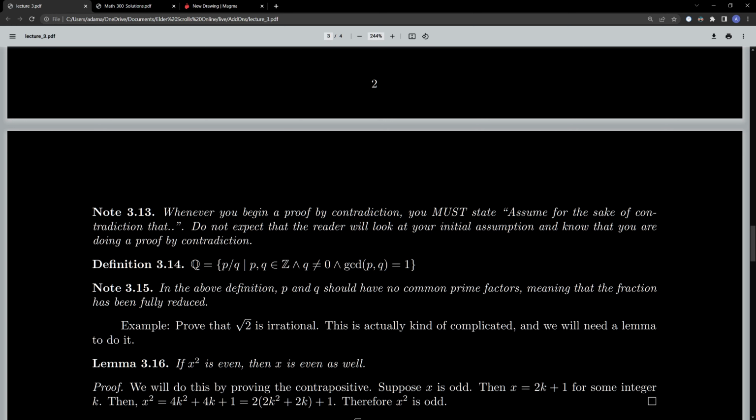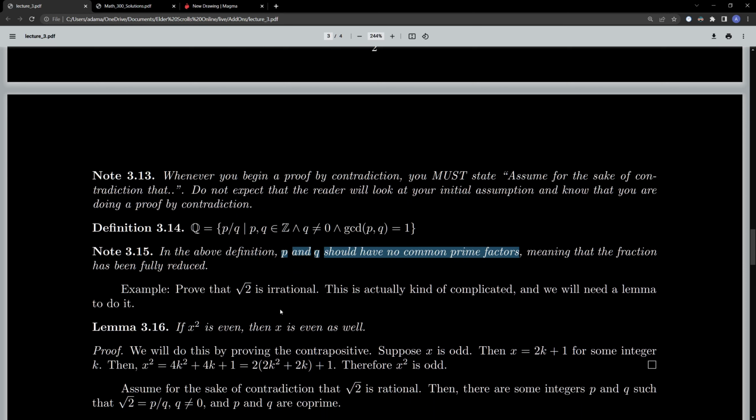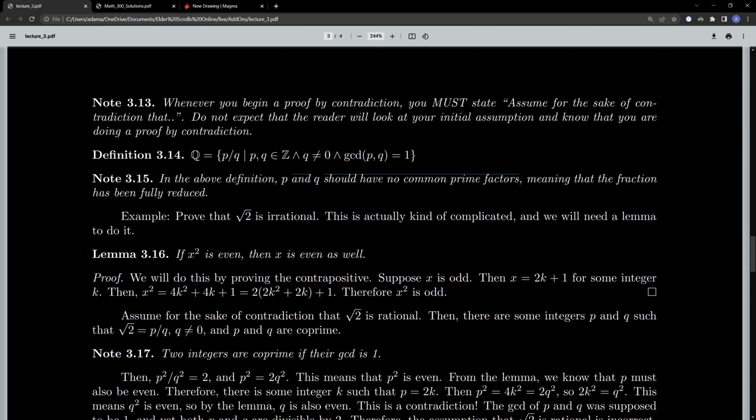And in this proof by contradiction, it's actually very important that the GCD is 1. The contradiction relies on this. So they should have, in particular, no common prime factors. So we're going to prove that square root 2 is irrational. The Greeks had a stroke when they realized this was the case or something. But anyways, we start with the lemma.